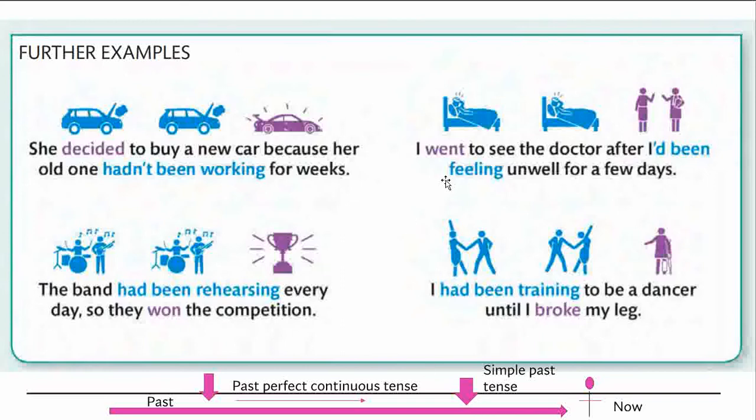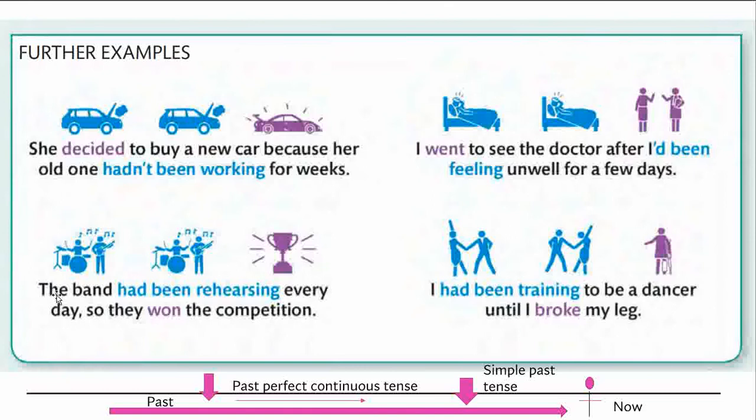The next example that we have before us is I went to see the doctor after I had been feeling unwell for a few days. I went to see the doctor is the action on the timeline that is in simple past, and after I had been feeling unwell for a few days, this had been feeling unwell is a continued action in the past, and the obstructing action is that you went to the hospital. So the I went is in simple past and had been feeling is in past perfect continuous tense.